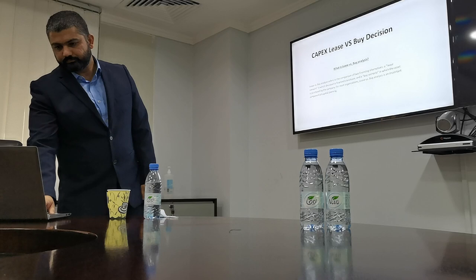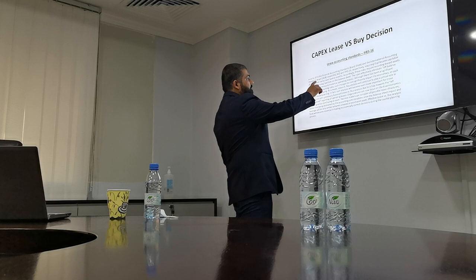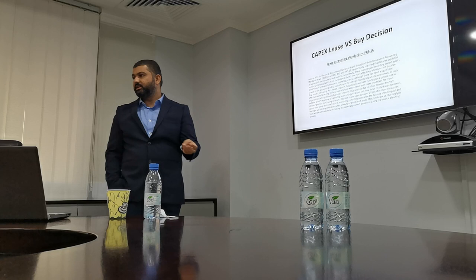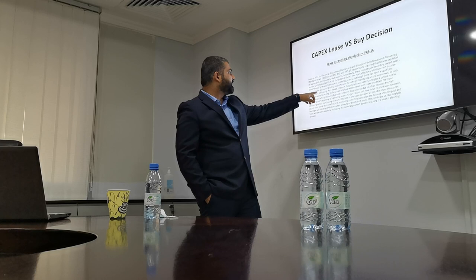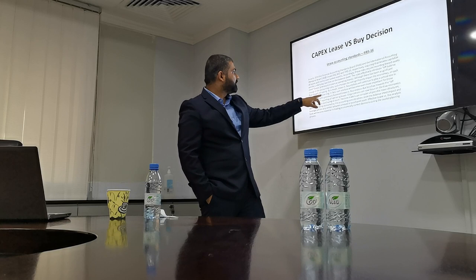IFRS 16. The Financial Accounting Standards Board and International Accounting Standards Board issued IFRS 16 in early 2016, and there were two types of leases, operational lease and capital or finance lease. After this standard, there has been a significant change in accounting rules. These changes do not significantly impact cash flow or leasing. Accordingly, these rules require recording lease assets and underlying liabilities on the balance sheet.